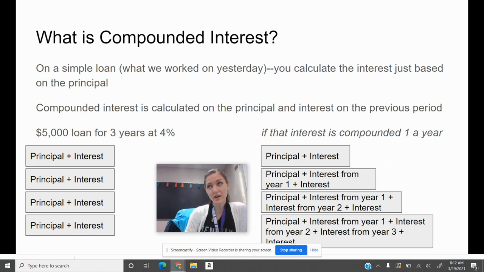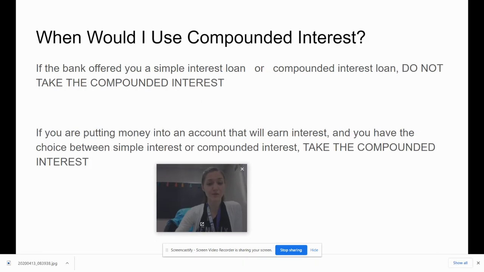With compounded interest, you end up paying more because first they take the principal plus the interest. Then whatever you don't have paid after that first year, they add more interest on top of it. Whatever you don't have paid from the first and second year, they add more interest on top of it. Whatever you don't have paid from the first, second, and third year, they add more interest on top of it. So the amount that you are being charged in interest is increasing because they're charging interest on top of interest on top of interest.